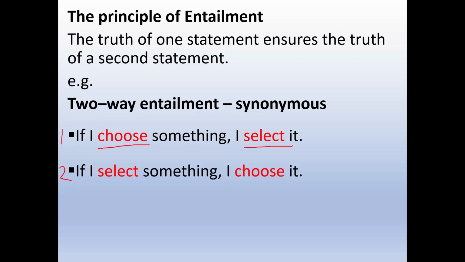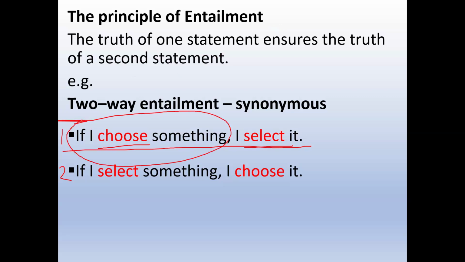Same 100%. If I choose something, what do you mean? I select it. I'm choosing something means I'm selecting that thing. I'm selecting something means I'm choosing it. Okay. So, if you just think about the first sentence only, the truth of one statement ensures the truth of a second. The truth of one statement, the first statement, first clause actually.